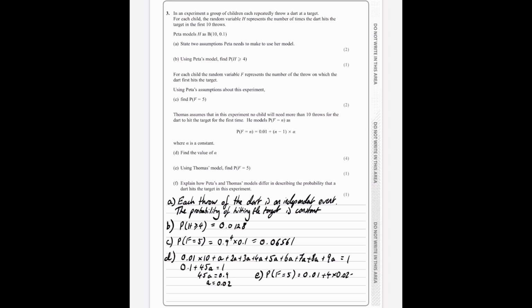0.01 plus 4 times 0.02, that's 0.09. And then for F, the difference between the two models, well, Peter's model has a consistent probability of success, whereas Thomas's model assumes that the probability of success increases as you go along. You can decide for yourself which one is more realistic. But that's the difference between the two.